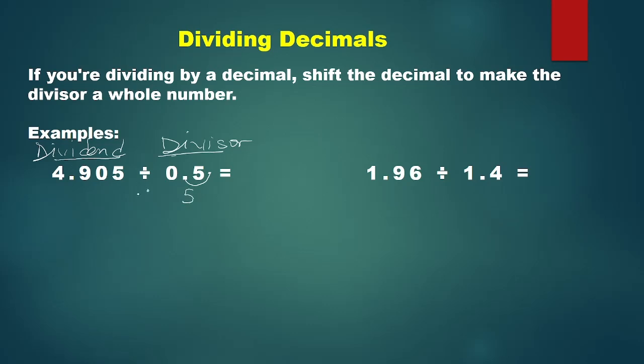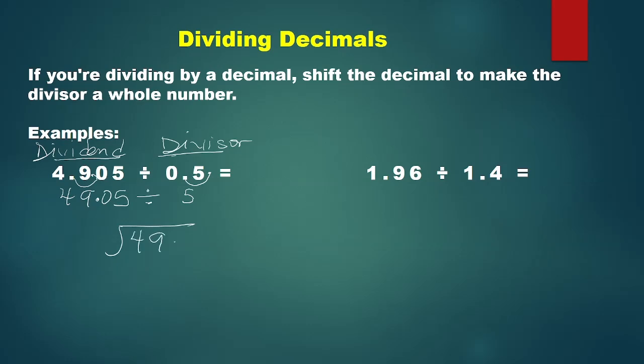Now, the number of times you move the point in your divisor is the number of times you move the point in your dividend. So because I moved the point in my divisor just once to the right, I'll move the point in my dividend once to the right as well. So this becomes 49.05. So because my divisor is now a whole number, I can now draw my division sign and divide.